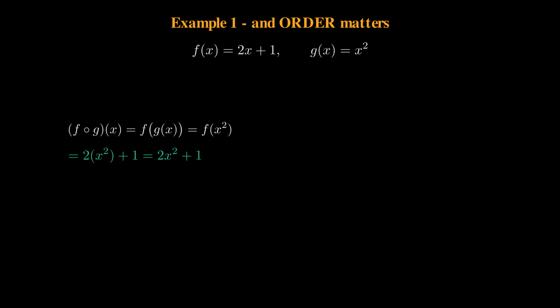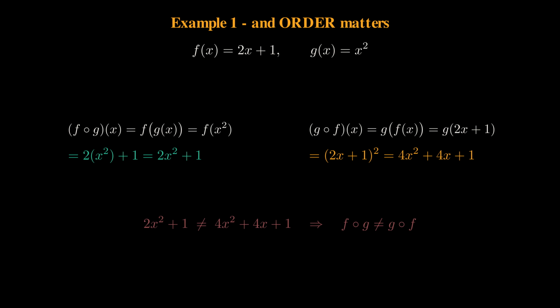Now reverse it. g composed with f. This time, f runs first, giving 2x plus 1, and g squares whatever it's handed. So we square the bracket. 2x plus 1, all squared, which expands to 4x squared plus 4x plus 1. Look at the two results side by side. They are completely different functions.